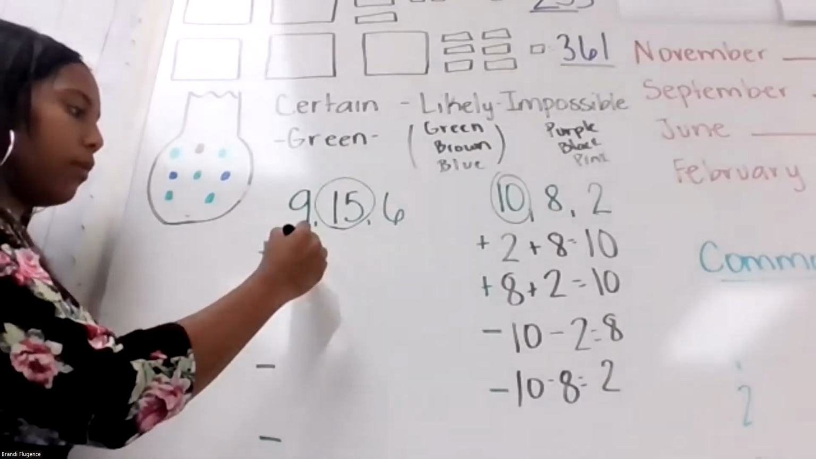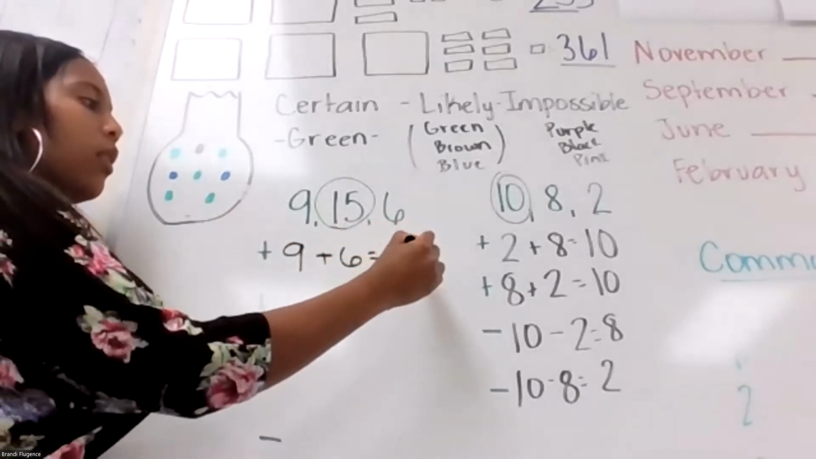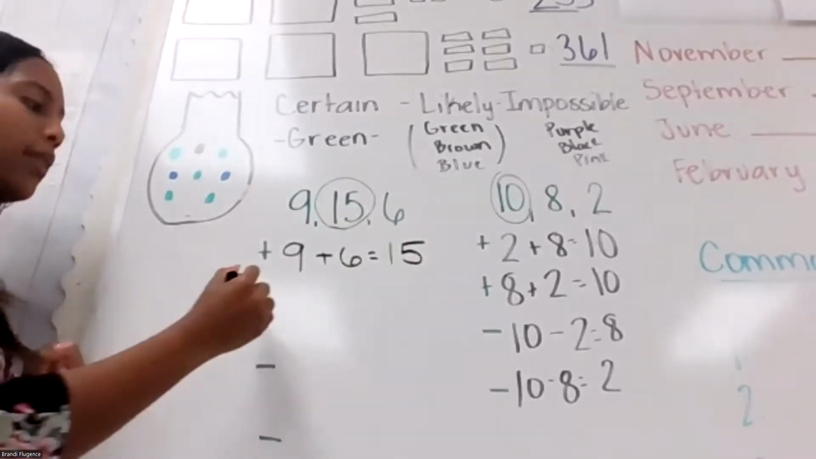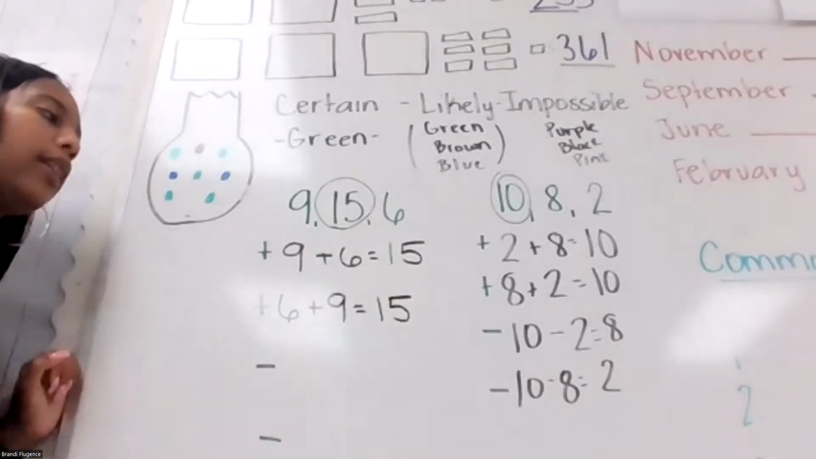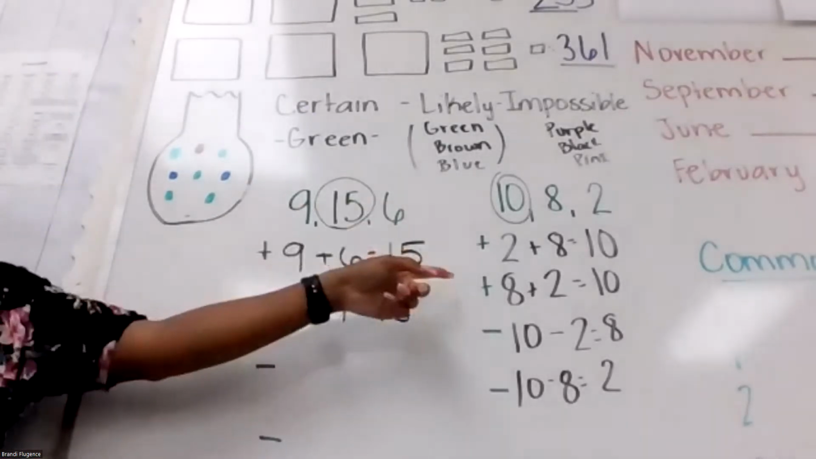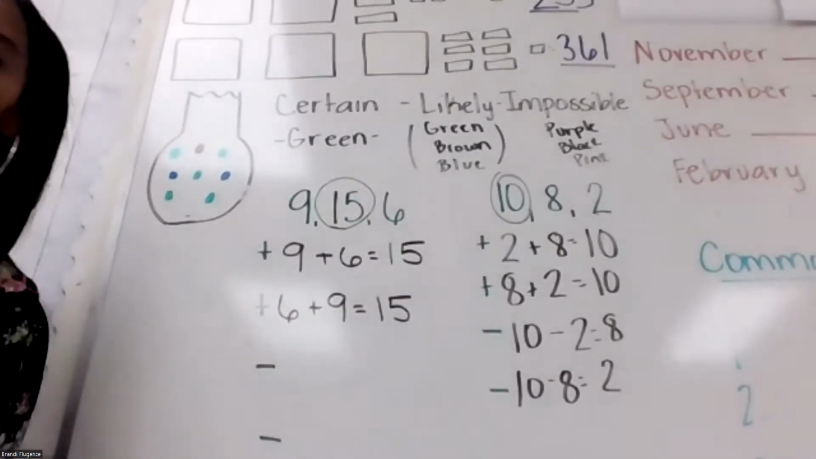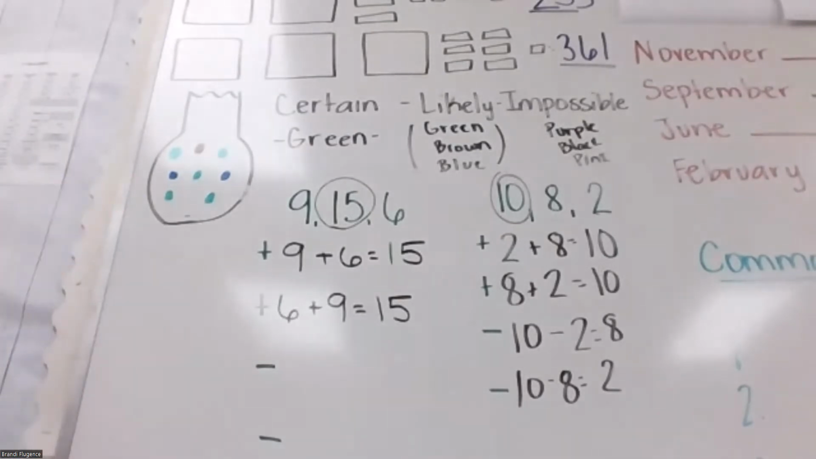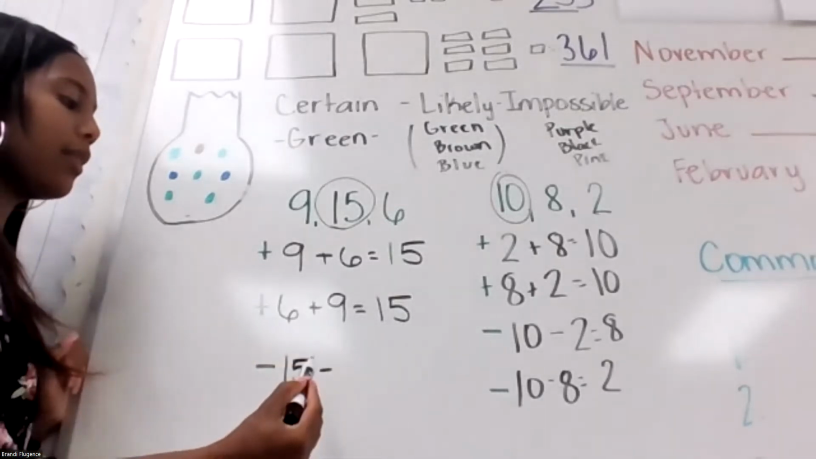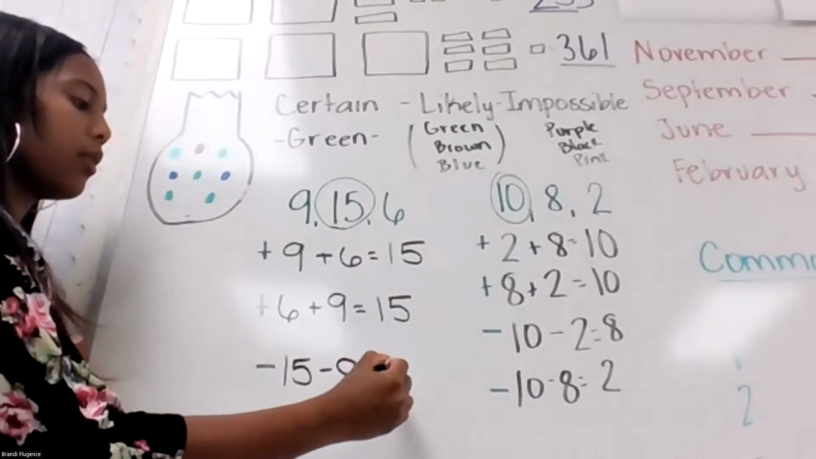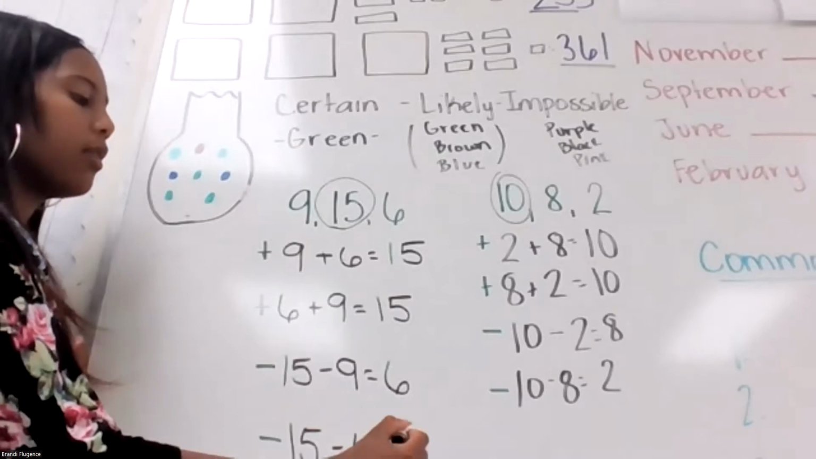9 plus 6 equals 15. Okay, now we do the twin, and that would be 6 plus 9 equals 15. Good. I have 2 addition facts. 9 plus 6 is 15. 6 plus 9 is 15. Now I need to do 2 subtraction facts. So what is my largest number again? 15. So that is what I use to start subtracting. So then I say 15 minus 9 equals 6, and then another one, 15 minus 6 equals 9.